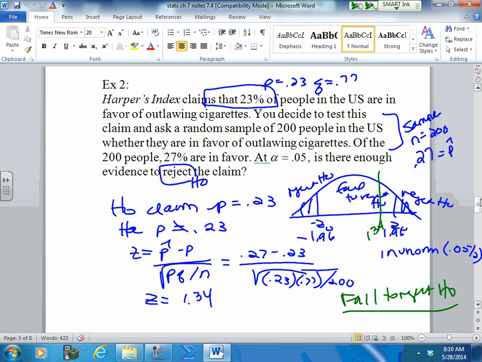Questions on this? Still having problems with that. Oh, you're taking an extra square root of your 200. Don't take an extra square root of your 200. There, try that. Don't take an extra square root. Okay, try yourself number 2, guys.